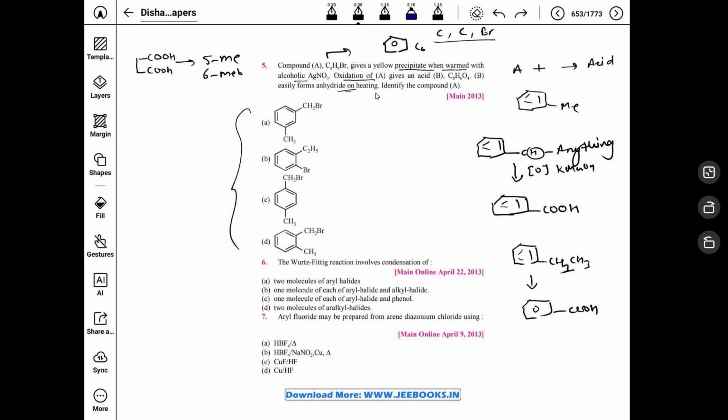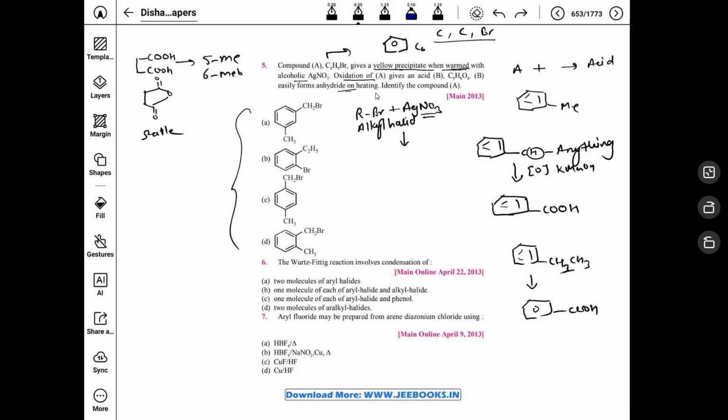So let's say when they are in close proximity, they can give you anhydride, like a 5-member anhydride, and 5-member anhydrides are stable. Okay, so now the next important thing: it gives a yellow precipitate when treated with alcoholic AgNO3. Here I would like to inform you that an alkyl halide, when treated with silver nitrate solution, it could be aqueous or alcoholic, doesn't matter. So in this given case, it is alcoholic.